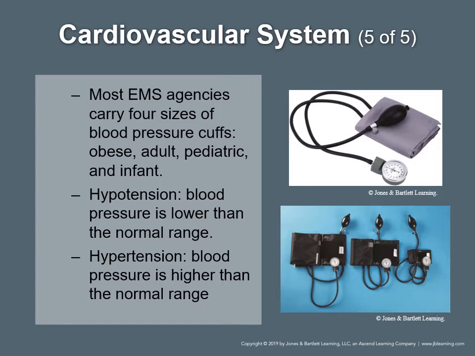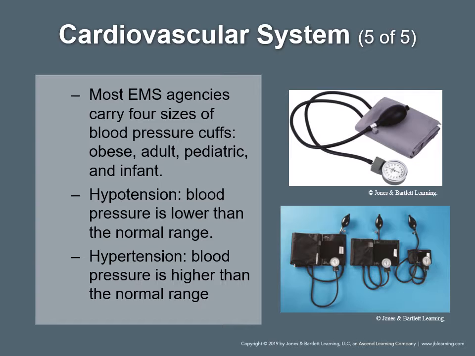Hypotension is a blood pressure lower than normal, and hypertension is a blood pressure higher than normal. Our normal blood pressures are between 110 over 70, 120 over 80 kind of thing. So anything much higher or lower than those go into those categories.